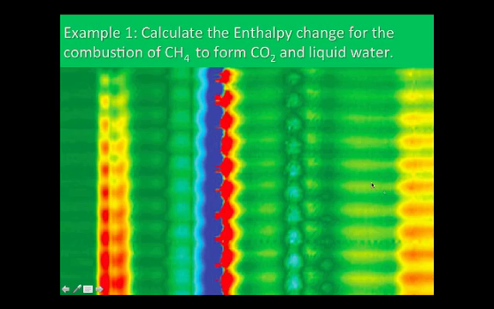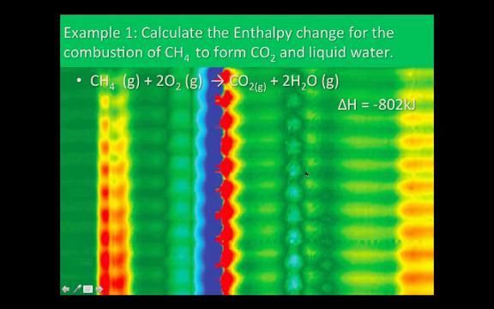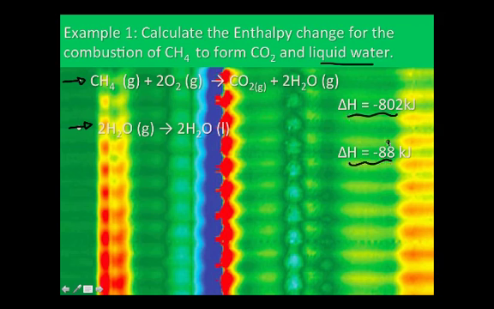So here's an example. We'll calculate the enthalpy change for the combustion of methane to form carbon dioxide and not water vapor, but liquid water. So we are going to have to deal with two different things. First, the combustion part, and then in the next part, turning water vapor into liquid water. So we have two separate steps to consider. Each of them has an associated enthalpy change. So what we do is find the sum. I'm going to add these reactions together.